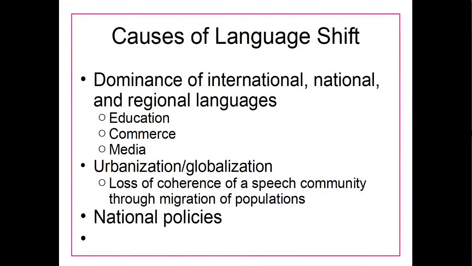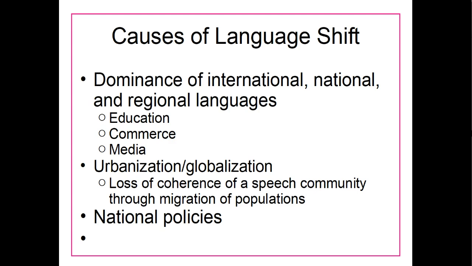So this language endangerment can be caused by language shift. Some of the causes of language shift are just the dominance of certain languages. Because of education, for example, the education in a region might all be conducted in one language, or the commerce, so business in a region, might be conducted in one language. All the media, so all the TV shows, radio, books, that kind of thing, in a region might be dominated by one language. So when one language becomes really dominant, other languages can tend to die out as well.